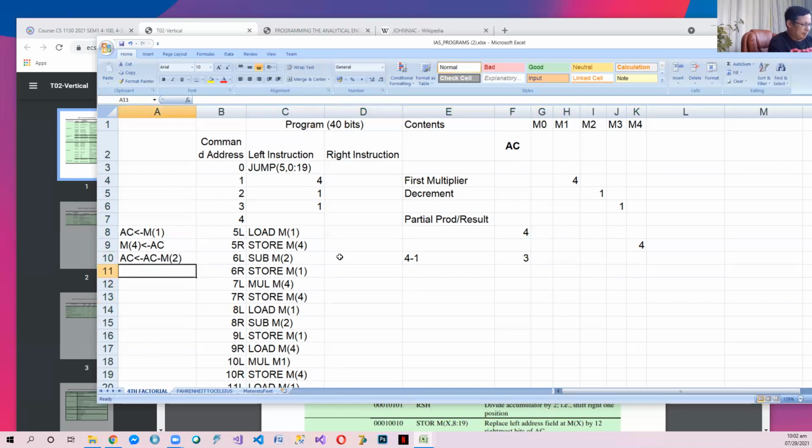What do we mean by this? M of 1 receives the current value of the accumulator. Okay? So where's M of 1? This one, and it becomes 3. Okay, now we have computed the next multiplier.